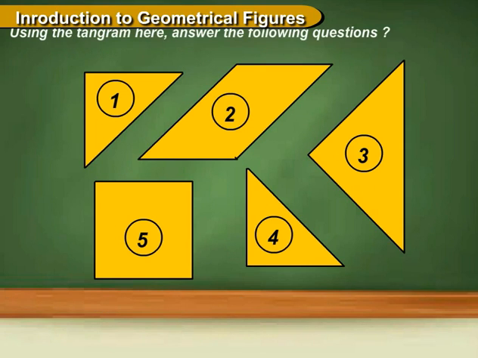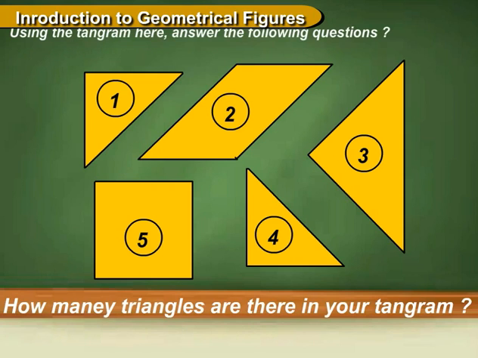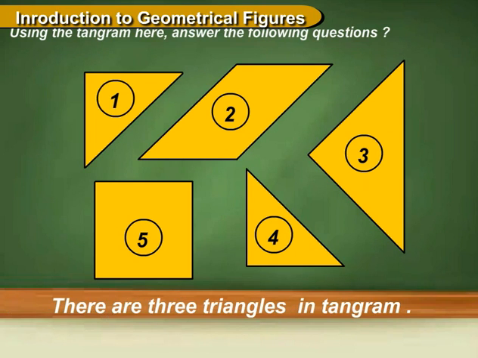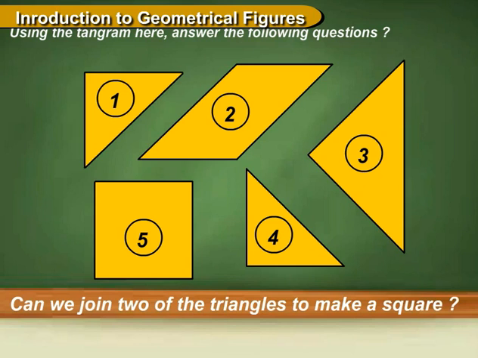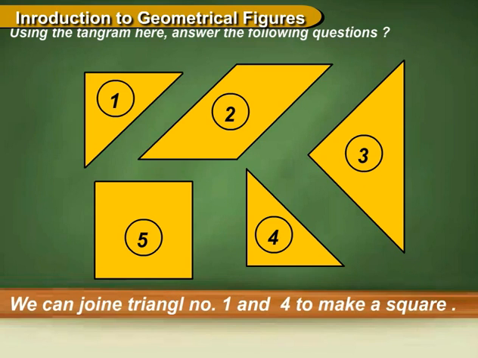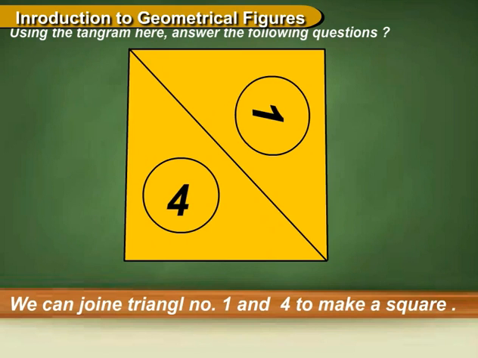Using the tangram here, answer the following questions. How many triangles are there in your tangram? There are 3 triangles in the tangram. Are all the triangles alike? Yes, they all are alike. Can we join 2 of the triangles to make a square? Yes, we can join triangle number 1 and 4 to make a square.